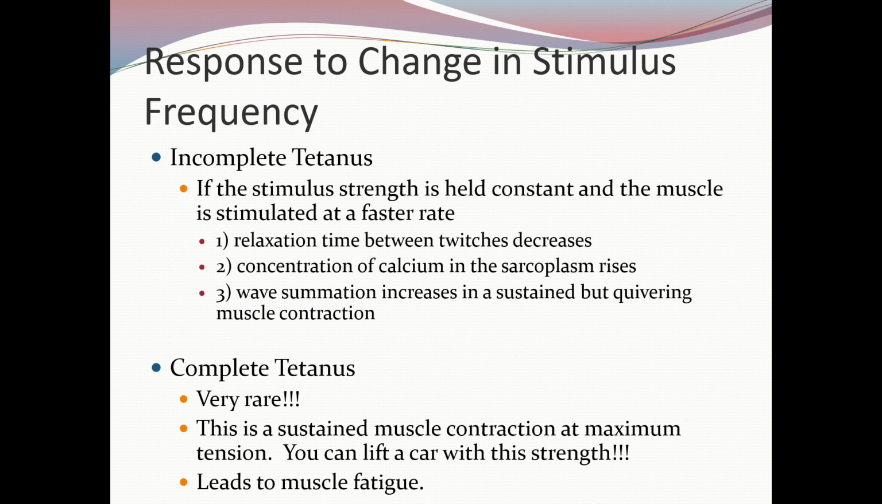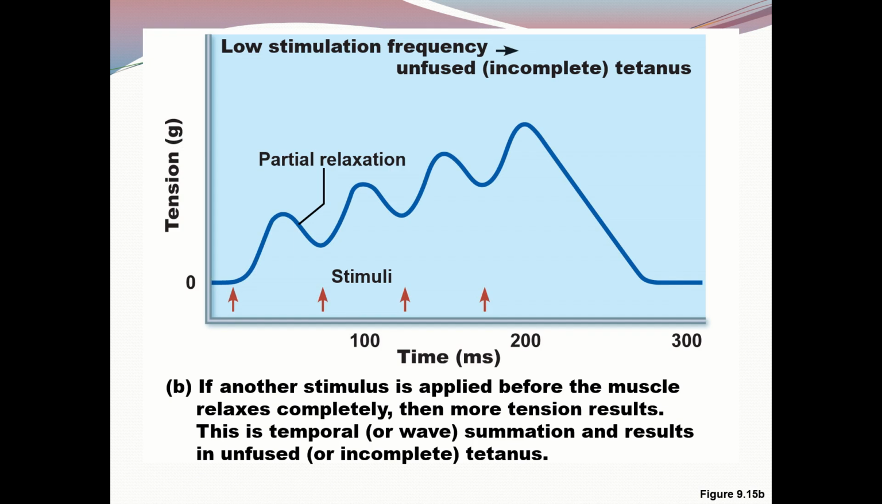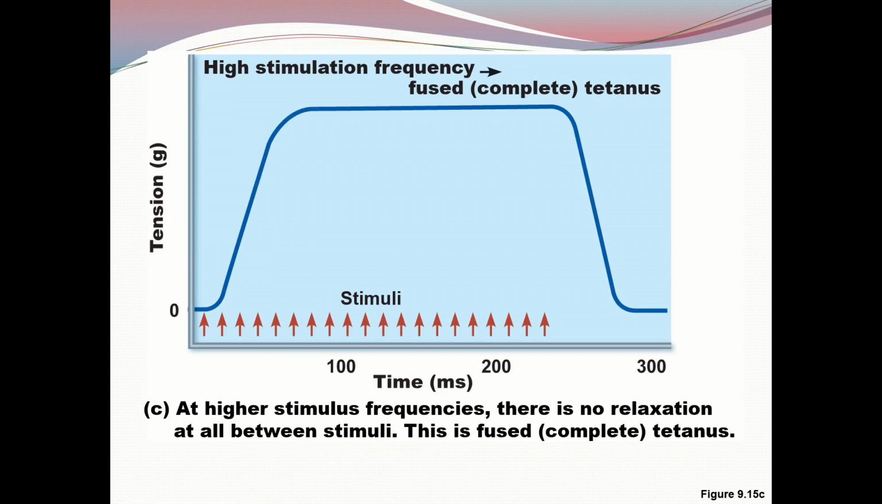Complete tetanus is very rare. It's a sustained muscle contraction at maximum tension. And as mentioned earlier, this is going to occur in a lab. You're not going to see this in an actual person. So this is the wave summation. If another stimulus is applied before the muscle relaxes completely, then more tension will result. This wave summation results in unfused or incomplete tetanus. Complete tetanus is what you're not going to see in a person. It will be in a lab.